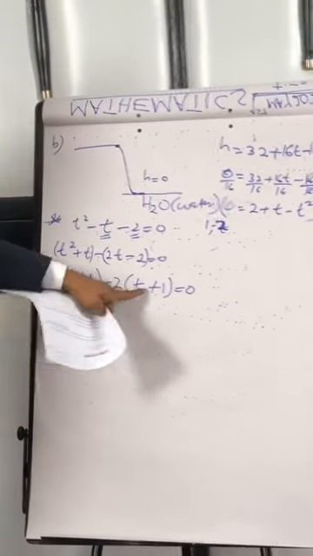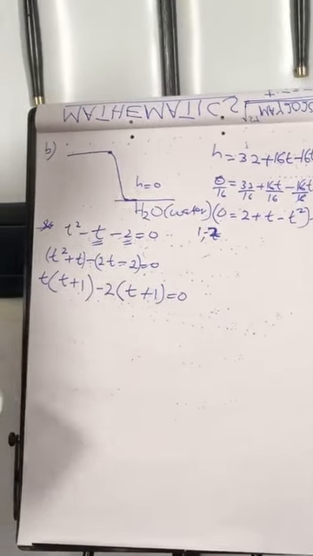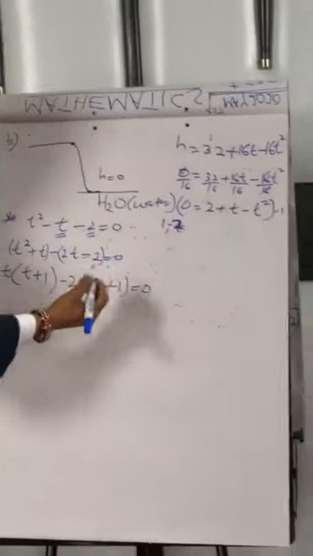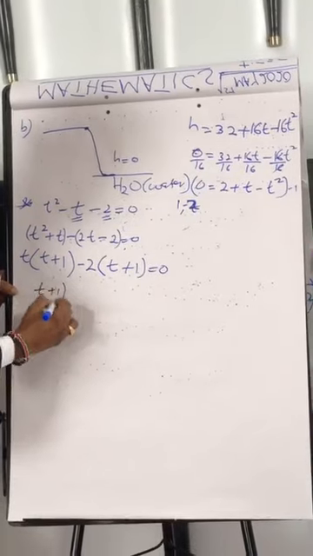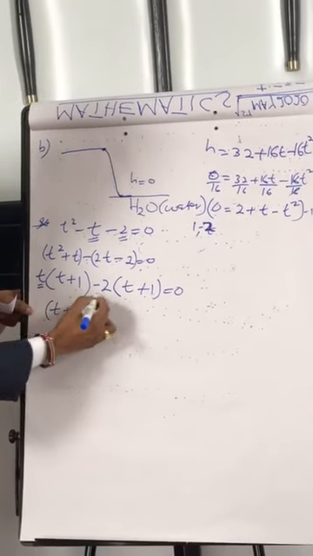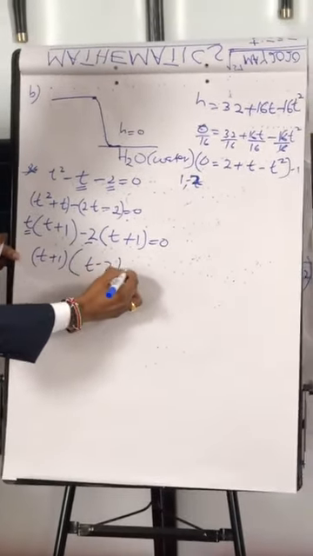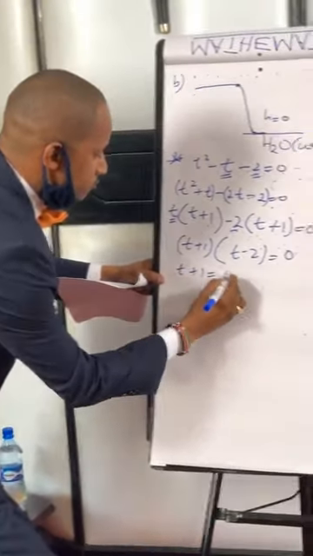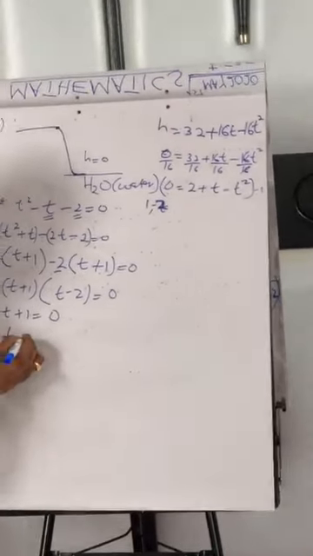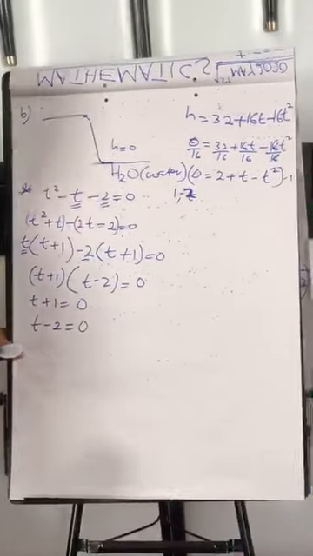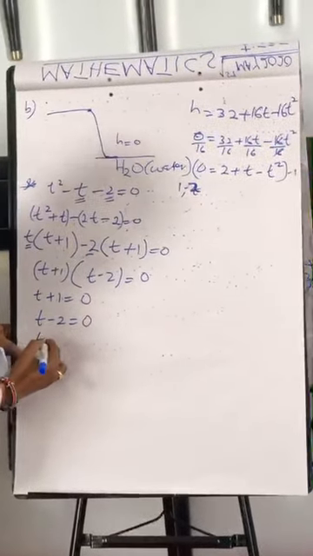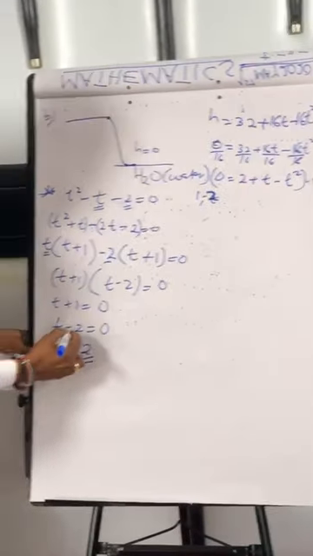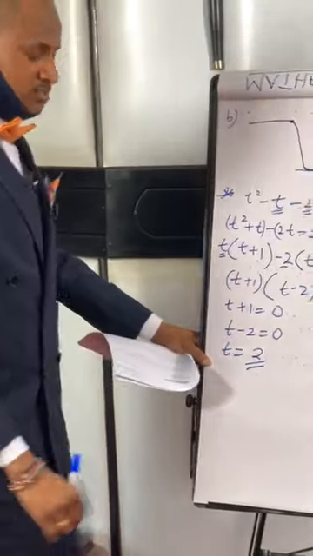Because in our bracket, you can see clearly we have a common factor of t plus 1. So we collect the common factor of t plus 1, and then you pick t minus 2, and you equate to 0. So t plus 1 equals 0, and t minus 2 equals 0. Therefore, t here equals 2, when -2 crosses the other side, it becomes +2.